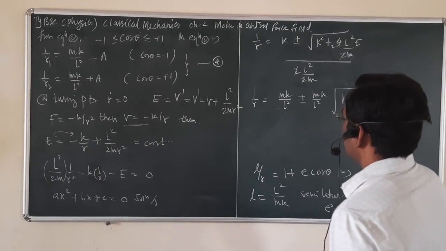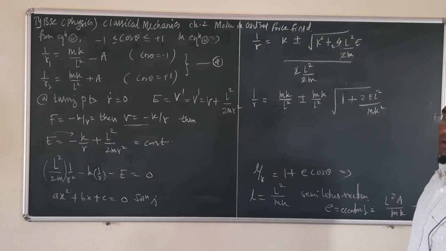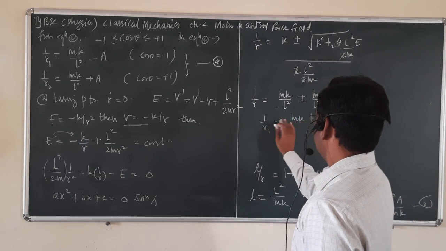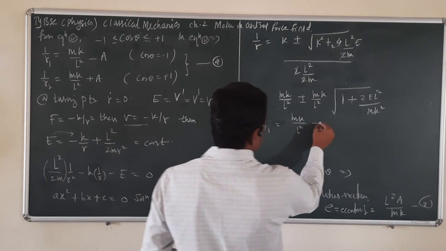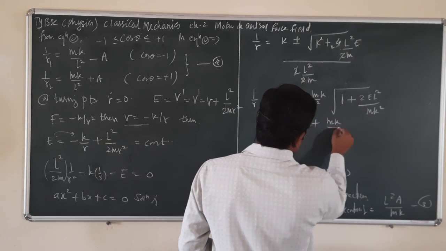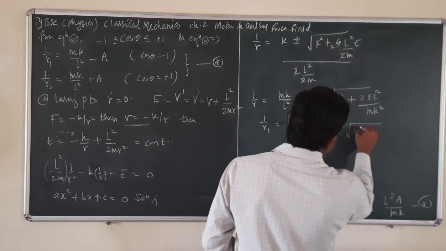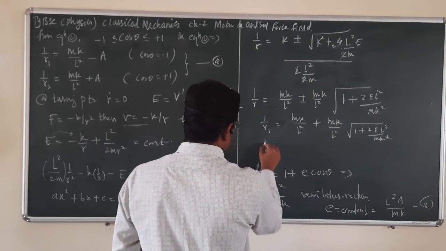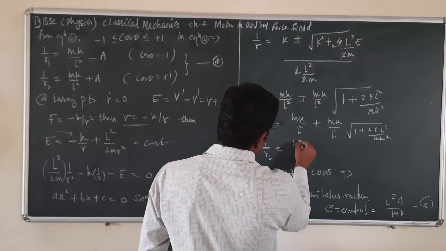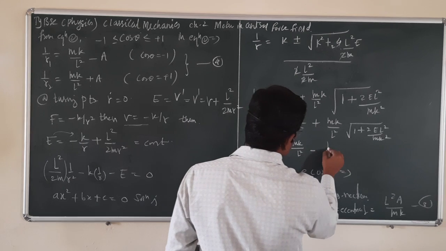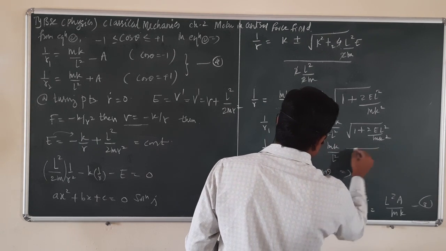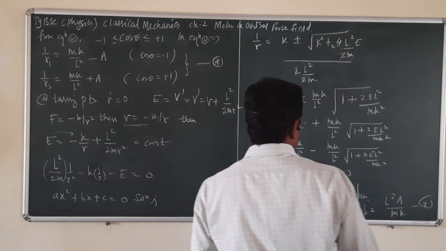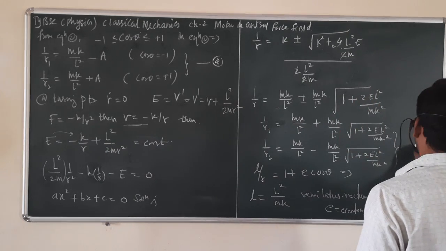Now there are two roots in this equation. The first one is 1 over r1, which is mk divided by l squared plus mk divided by l squared into the square root of 1 plus 2 e l squared upon mk squared. And another root is 1 over r2, which is mk upon l squared minus mk upon l squared into the square root of 1 plus twice e l squared upon mk squared. Now, call this equation number 5.